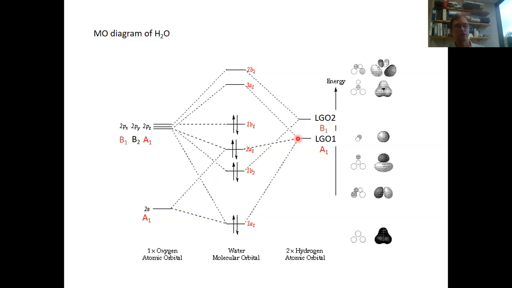All right, so next you can go to the next symmetry type, for instance, B1. We know that we can combine the 2px, which has the B1 symmetry, with LGO2, which has also B1 symmetry. That gives you a bonding molecular orbital, which is shown here, and an anti-bonding molecular orbital, which is shown here. We again connect these two molecular orbitals by dotted lines with the atomic orbitals or ligand group orbitals from which they have been constructed. Here, these dotted lines.